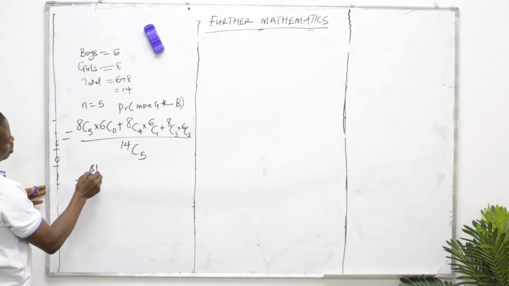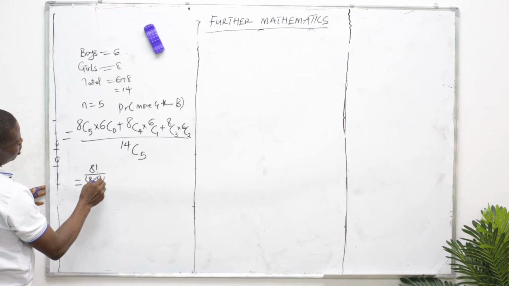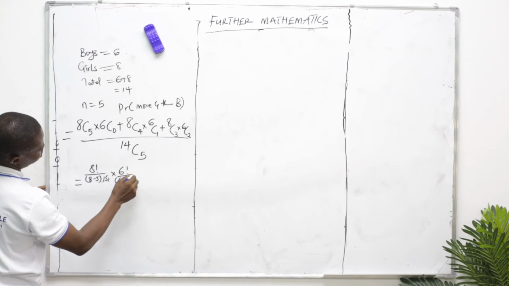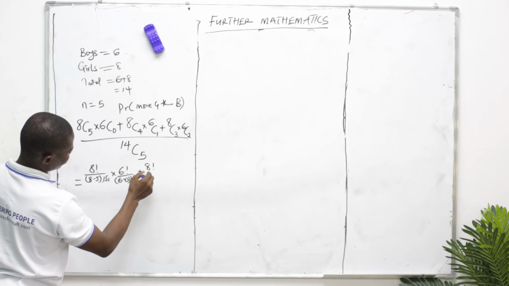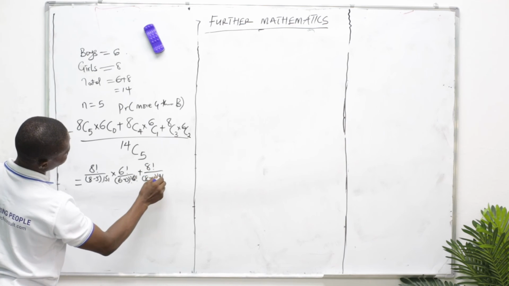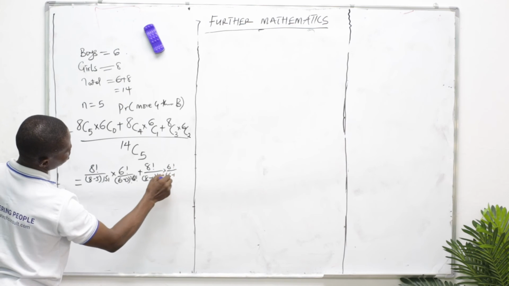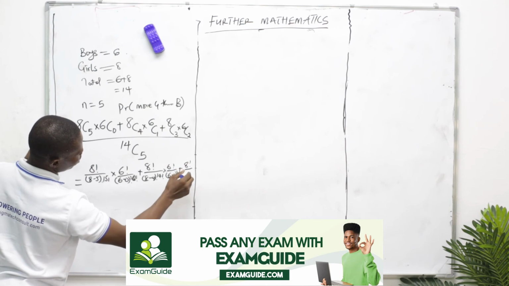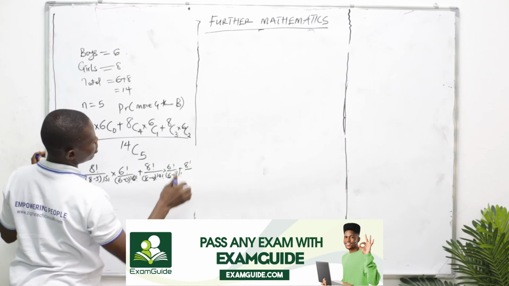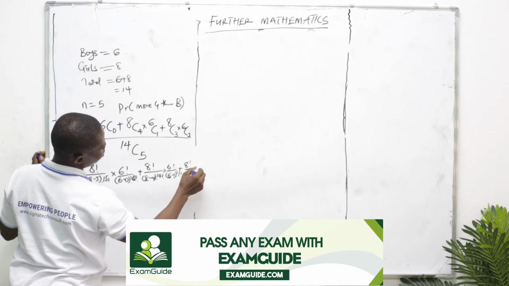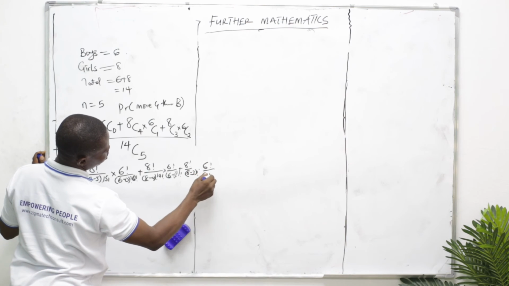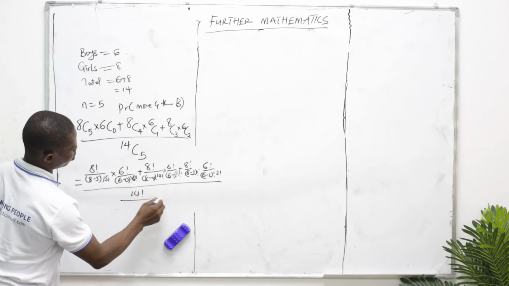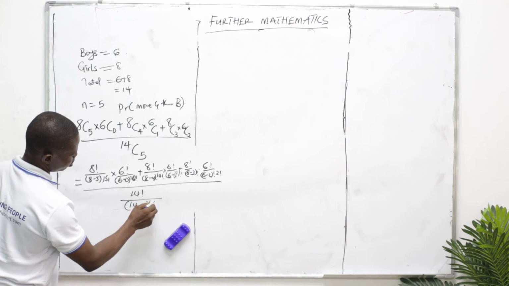8 combination 5 means 8 factorial all over 8 minus 5 factorial into 5 factorial, times 6 factorial all over 6 minus 0 factorial times 0 factorial, plus 8 factorial all over 8 minus 4 factorial times 4 factorial, times 6 factorial all over 6 minus 1 factorial into 1 factorial, plus 8 factorial all over 8 minus 3 factorial times 3 factorial, times 6 factorial all over 6 minus 2 factorial into 2 factorial, all over 14 combination 5, that is 14 factorial all over 14 minus 5 factorial times 5 factorial.